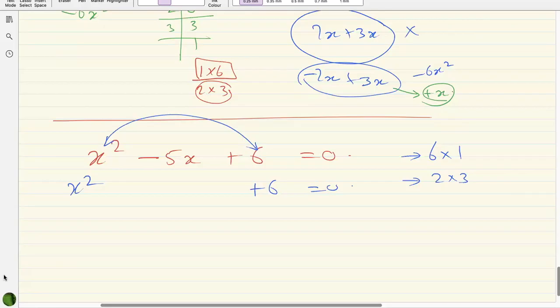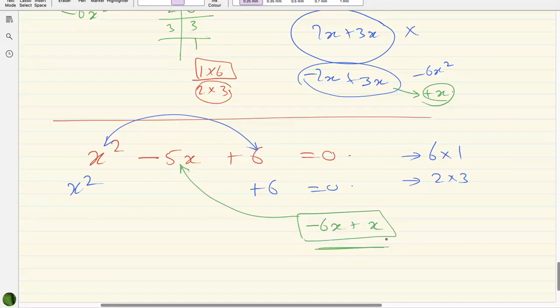Negative 6x plus 1. Okay, if we try negative 6x with plus x, when we add these two, we do get minus 5. But what happens when we multiply these two? Negative 6x squared. And we should get positive 6. That's not our choice. Second attempt.